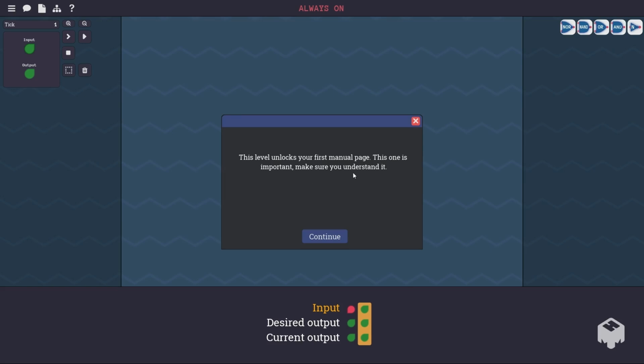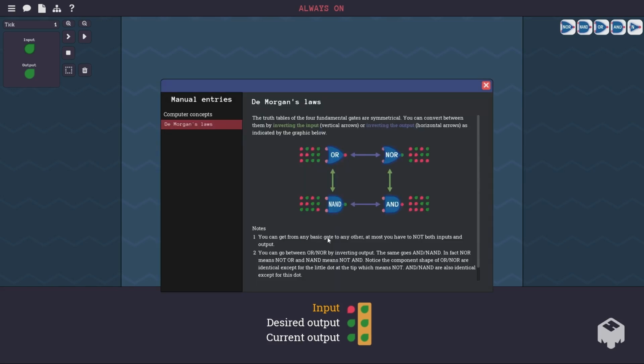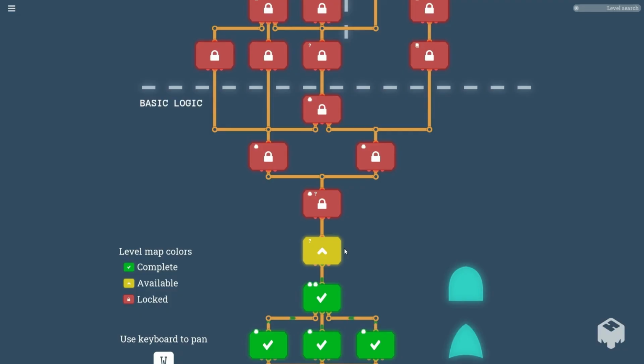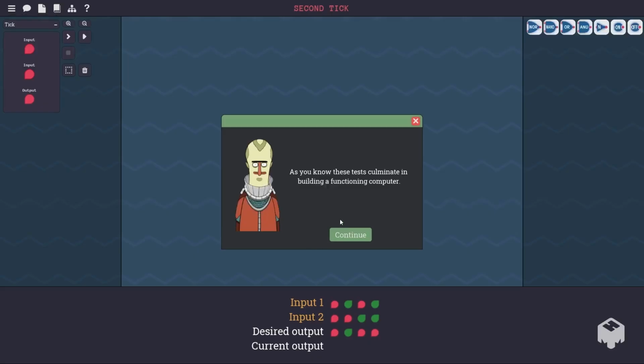This level unlocks your first manual page. This one is important. Make sure you understand it. As you know, these tests culminate in building a functioning computer. Species that are capable of fishing are considered sentient by law. This is the main reason we don't eat you afterwards.